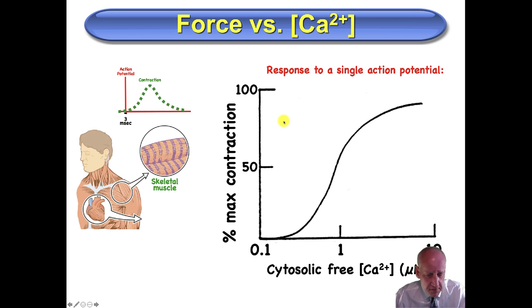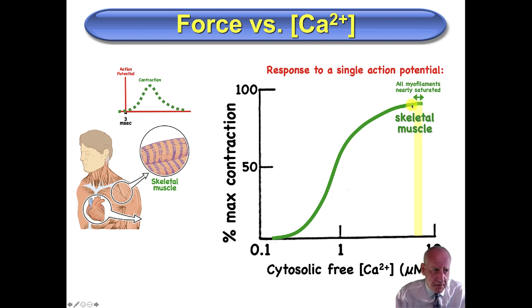Cardiac and skeletal muscle fibers use entirely different strategies for varying their force of contraction. They have to. In response to a single action potential, which is very brief, only 3 milliseconds, the calcium in the skeletal muscle fiber rises to about 10 micromolar. And this level of calcium activates all of the myofilaments to a maximal extent. So in skeletal muscle, all myofilaments are saturated with calcium and reach full activation on each contraction.